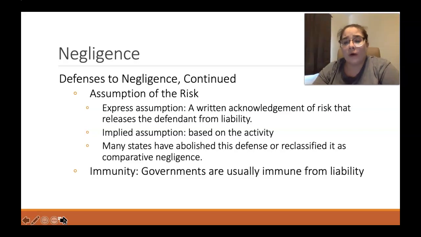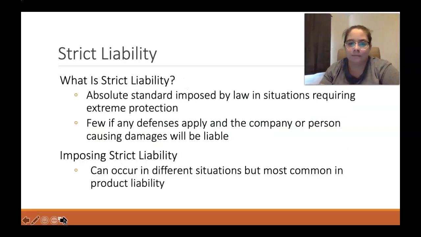Now, governments are typically going to be immune from tort liability. The federal government has passed the National Tort Claims Act that prohibits you from receiving any sort of recovery from government agents that commit torts, government agencies that commit torts. There are exceptions to those rules, but they're pretty complicated, and so typically, governments are usually immune from that liability.